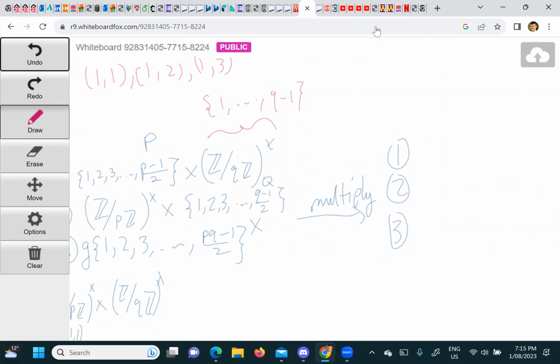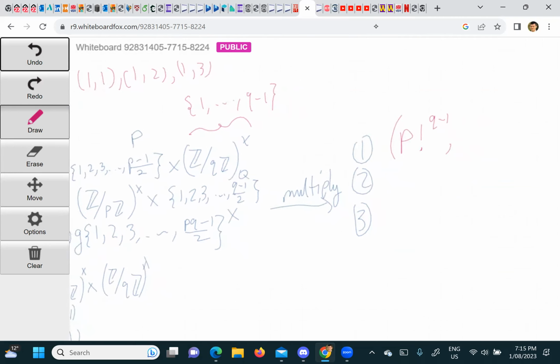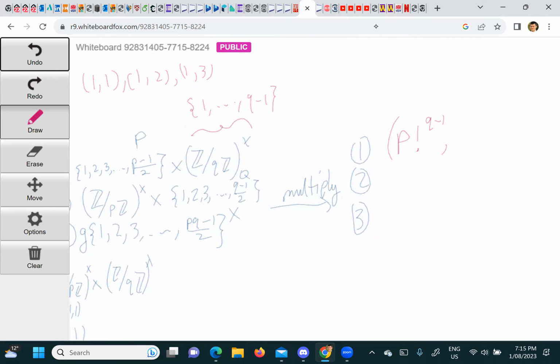So capital P minus 1 factorial to the power of q minus 1, and then on the other side it's q minus 1 factorial to the power of p. Does that make sense? You're just timesing all those pairs together, and the multiplication is defined entry-wise, so you're just timesing them separately.